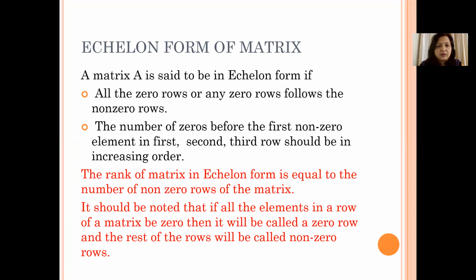First we have summarized the definition of echelon form. Matrix A is said to be in echelon form if all zero rows, or any zero row, follow the non-zero rows, and the number of zeros before the first non-zero element in first, second, third row should be in increasing order. That I have told you. It should be noted here that if all the elements in a row of a matrix are zero, then it will be called a zero row, and the rest of the rows will be called non-zero rows.